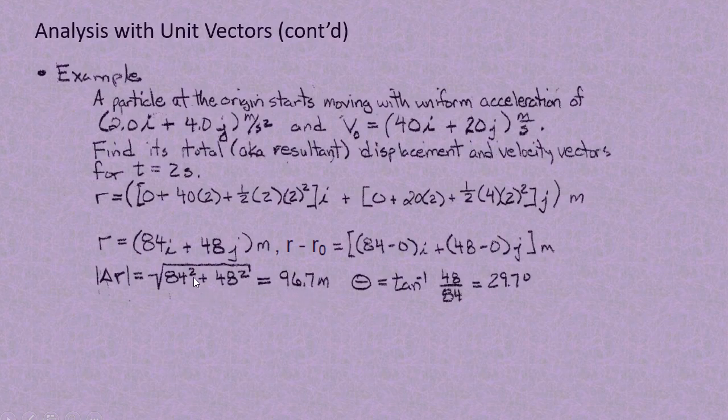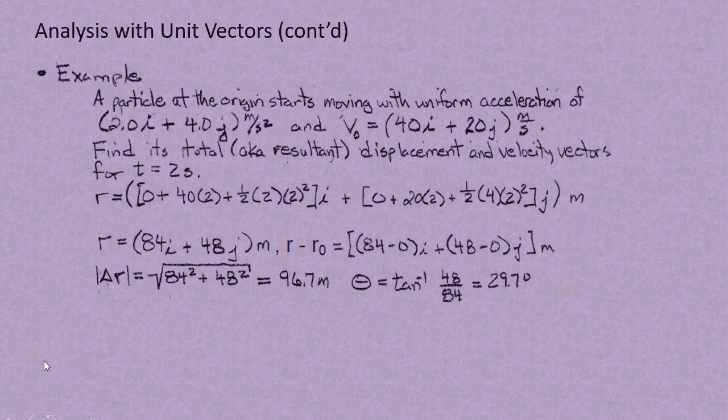We are just taking the magnitude of displacement in the horizontal direction, squaring it, plus the magnitude of displacement in the vertical dimension, squaring it, taking that sum and the square root of that sum. Then to find the directional angle theta, which is the angle measured counterclockwise from the positive x-axis, we would take the inverse tangent of the y magnitude, or the vertical magnitude, divided by the x magnitude. And that would give us 29.7 degrees.